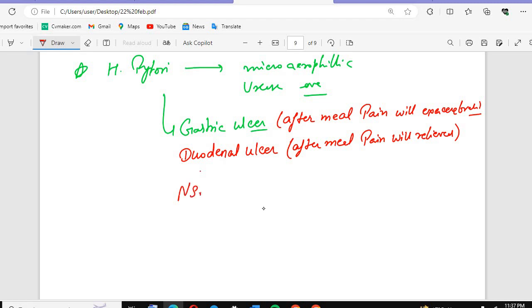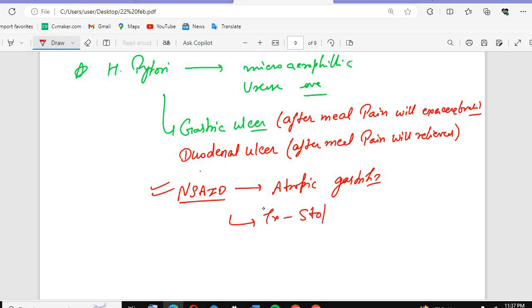Also remember, NSAIDs, if you are taking them, cause atrophic gastritis. When we were discussing the COX-1, COX-2 pathway, I told you that non-steroidal anti-inflammatory drugs are COX-1 inhibitors. Examples were aceclofenac, diclofenac, aspirin. What were they causing? They were causing atrophic gastritis. So the treatment for that is to stop NSAIDs, and we need to start COX-2 inhibitors.